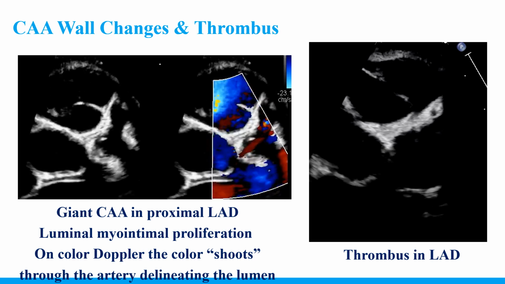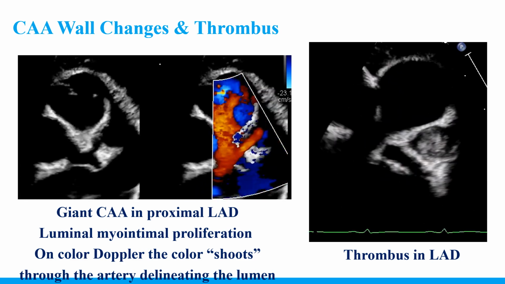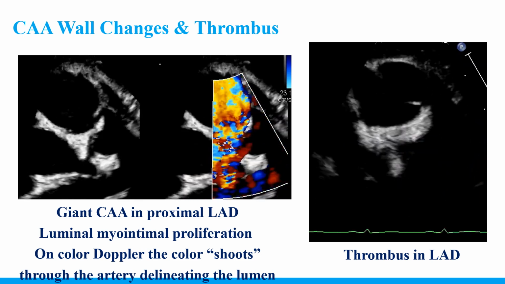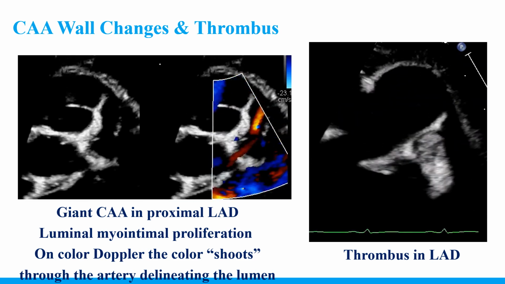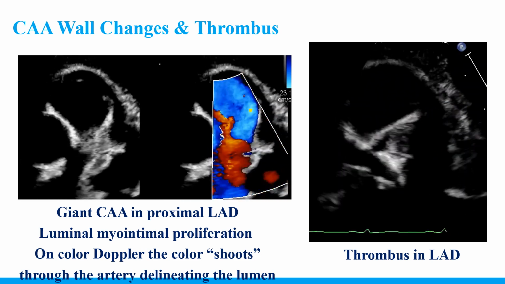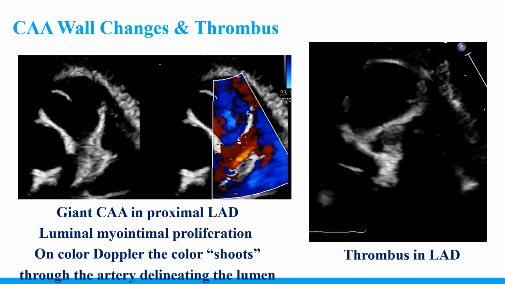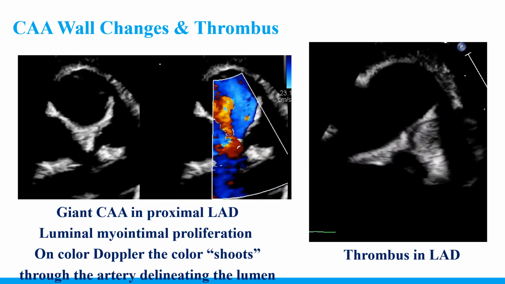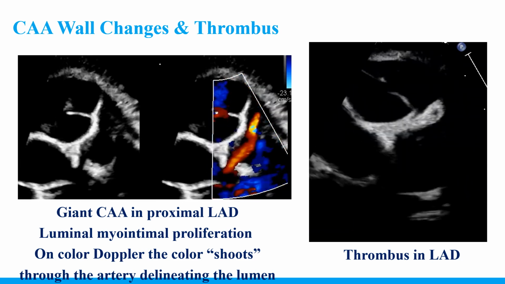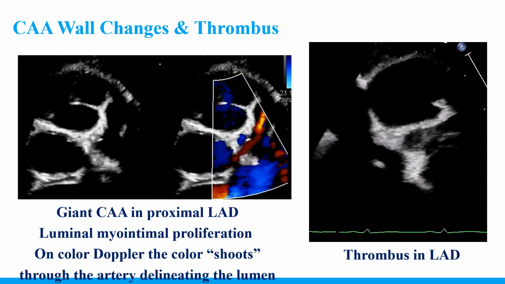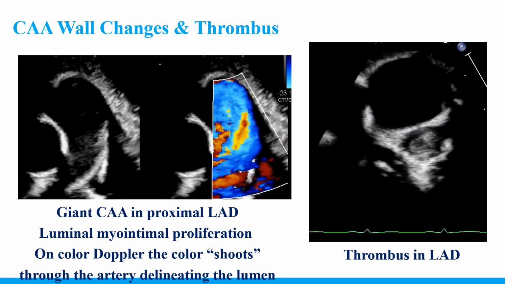In this same patient, 6 months after this, or a year after this echo, you can see has developed an actual thrombus within the proximal LAD. You can see this echogenic mass in the LAD, and it actually has completely obliterated the proximal LAD lumen.